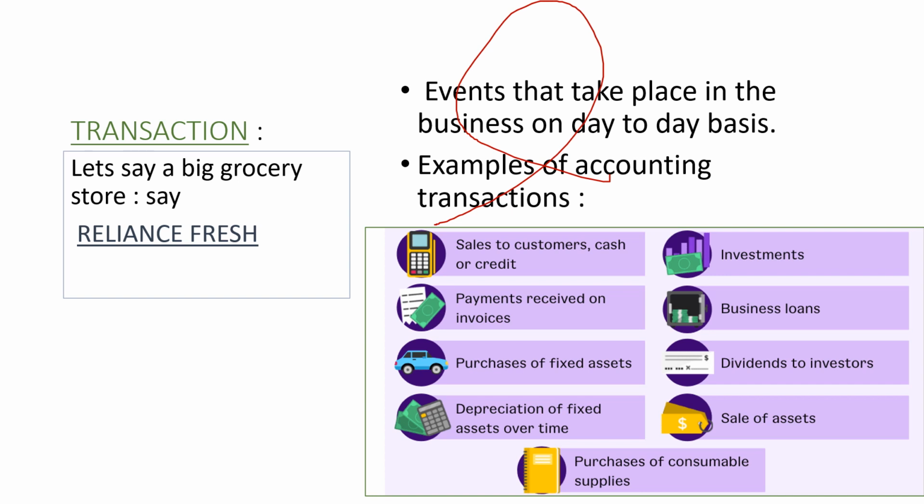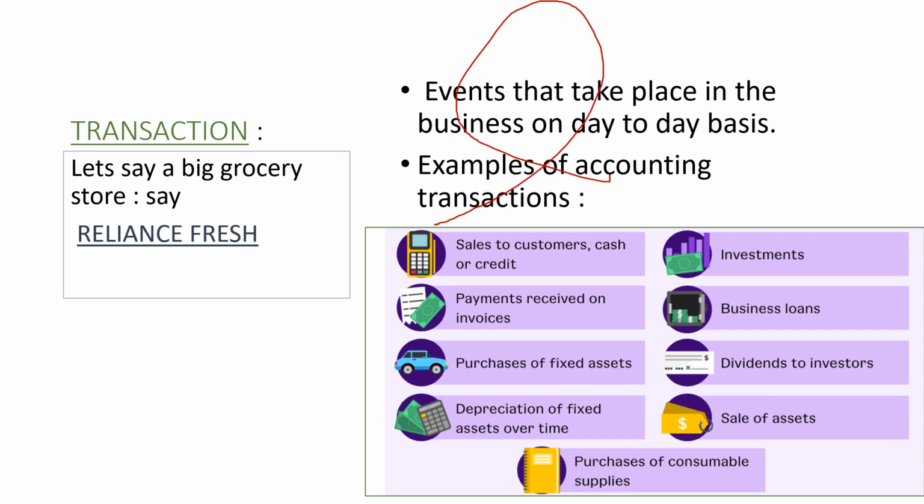Now the most important thing is, suppose you want to start any business, that we discussed yesterday. So let us take a business of a grocery store. Let us take the example of Reliance Fresh. What activities can take place in a Reliance Fresh outlet? There are various outlets of Reliance Fresh all over India. So what activities can take place in a Reliance Fresh generally?